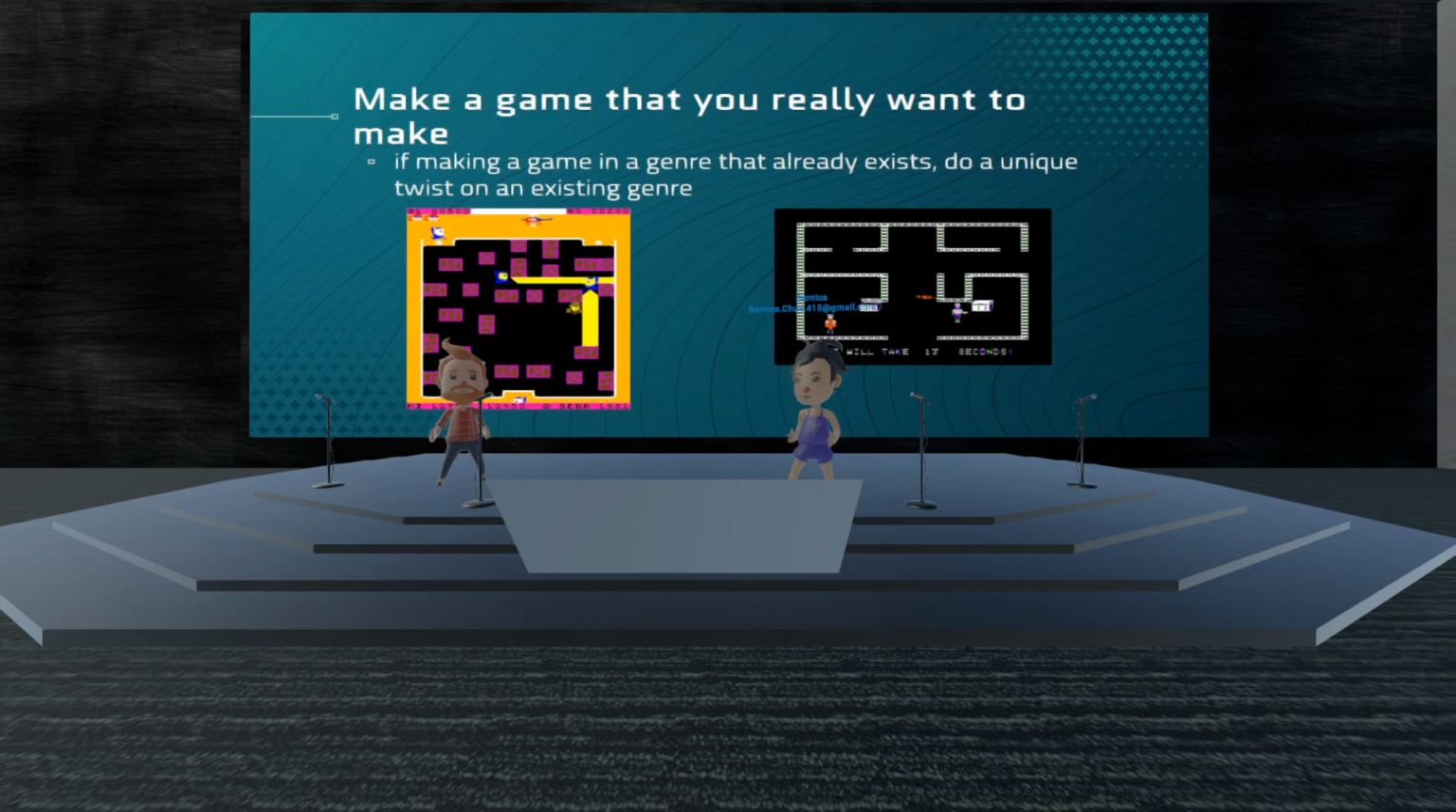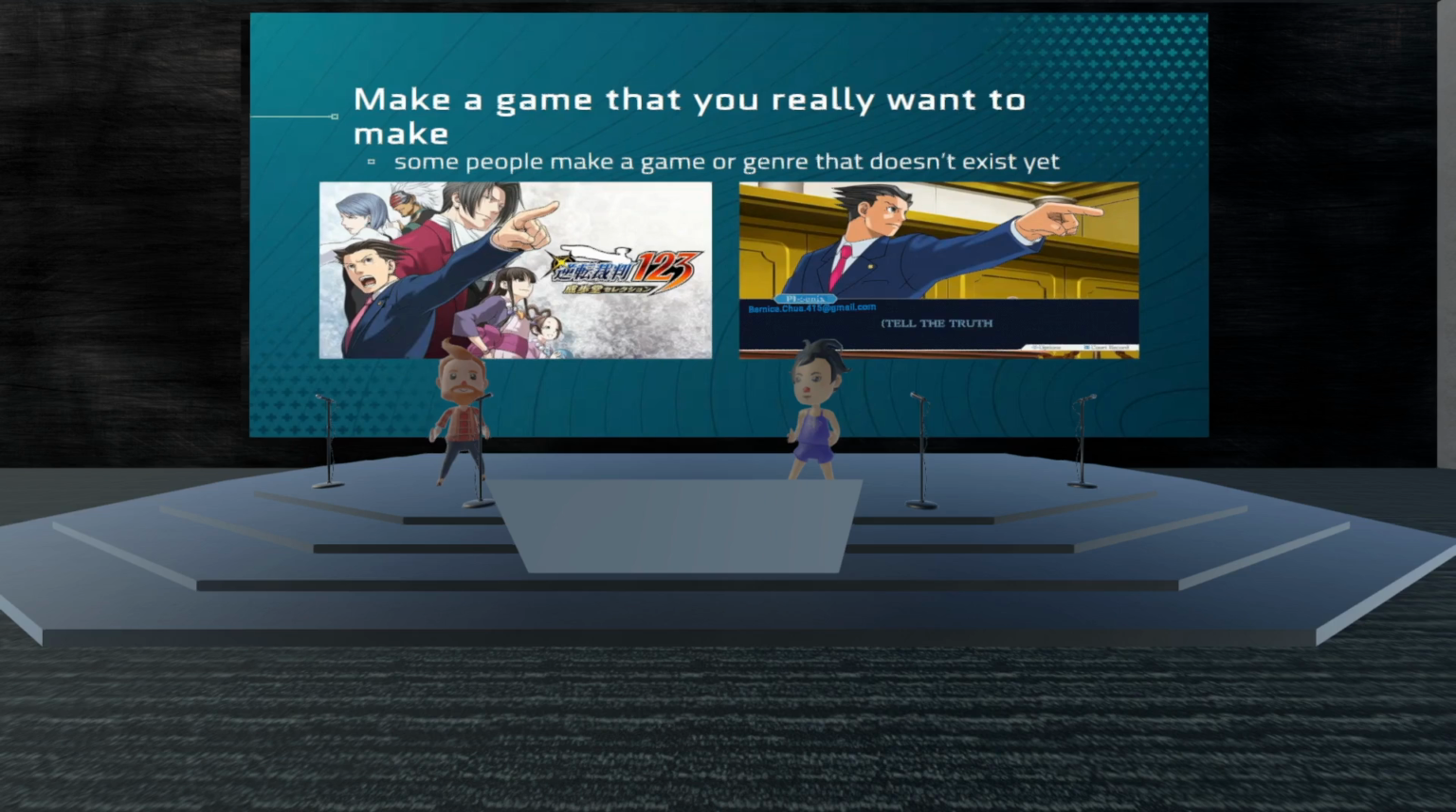And next up is, even if you're making a game that doesn't already exist, try thinking of a unique twist to it. So, for example, oh, the slide disappeared. There's supposed to be a transition slide between these two. Anyway, for example, the first stealth game. Can anyone tell me what it is?